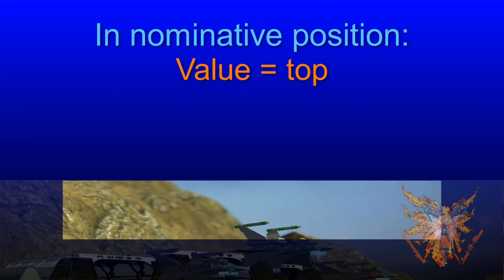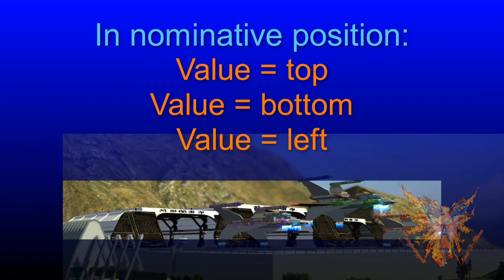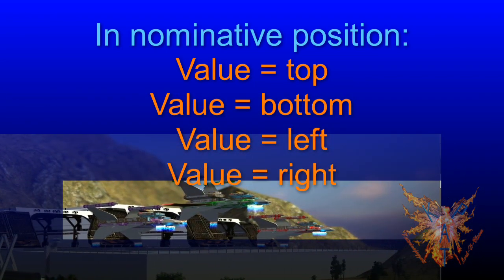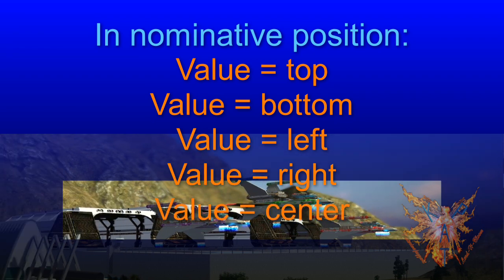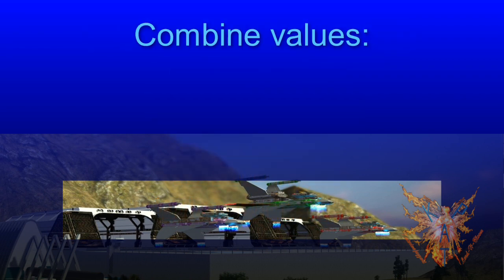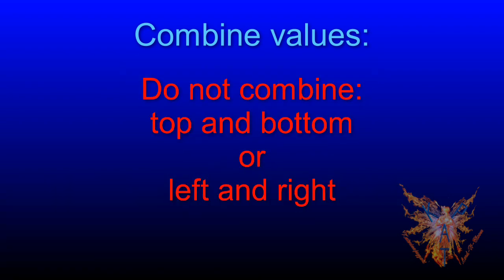Top, to position the image relative to its top edge. Bottom, relative to its bottom edge. Left, relative to its left edge. And right, relative to its right edge. Finally, we have center, which will center our image within its frame. We can combine the locations, like for example top right, our image will be positioned relative to its top right corner. Of course, don't combine top with bottom or left with right.